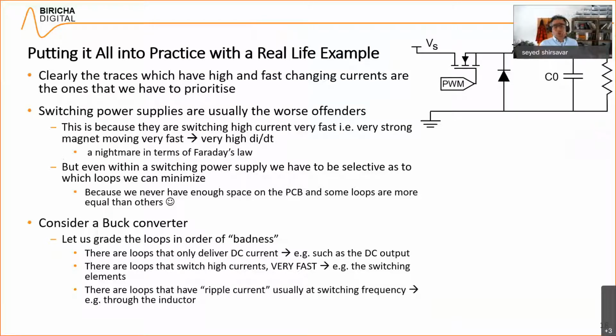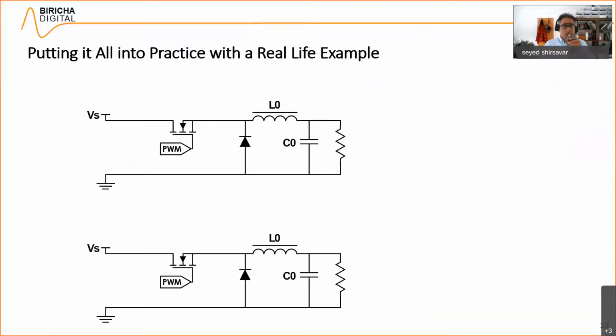And then there are loops that have ripple current. So they still have some changing magnetic field. They have di/dt, but it's not as bad as these switching ones. And this is the ripple current through the inductor and ripple current through the capacitor. I will show you the waveforms in a moment. So we have to choose which one's worse.